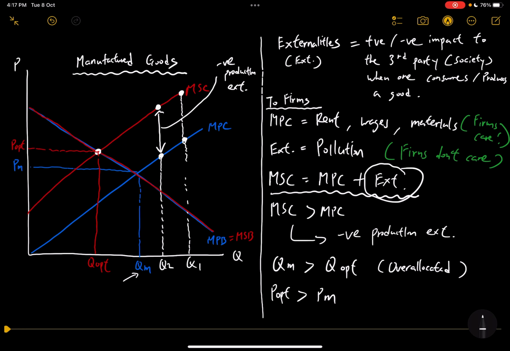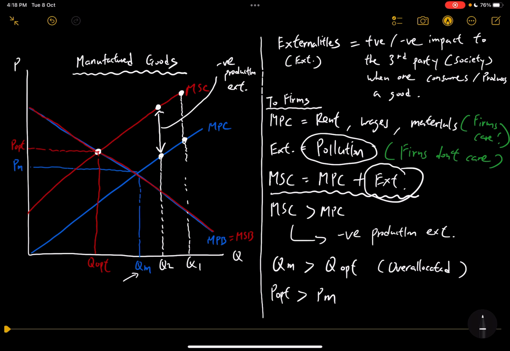But to the society, they are basically saying, look, if you are making manufactured goods, you must put them at a higher price. Because if you don't put it at a higher price, then a lot of people are going to buy this stuff. And if a lot of people are buying it, it's not very good. Because when you are making the goods, what will be created to the society?